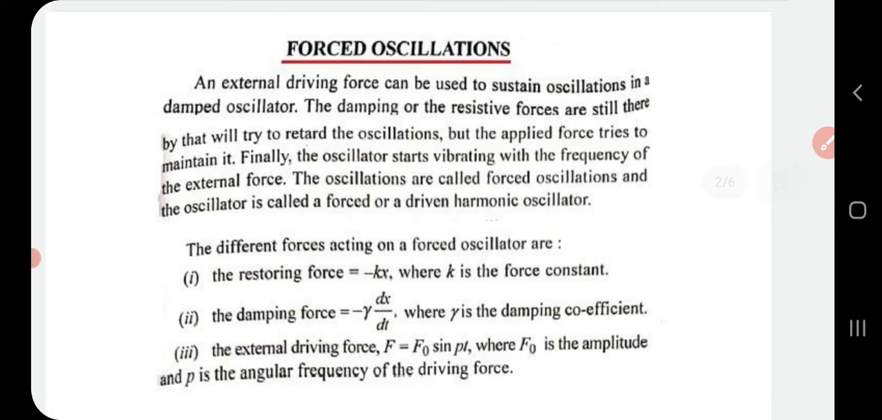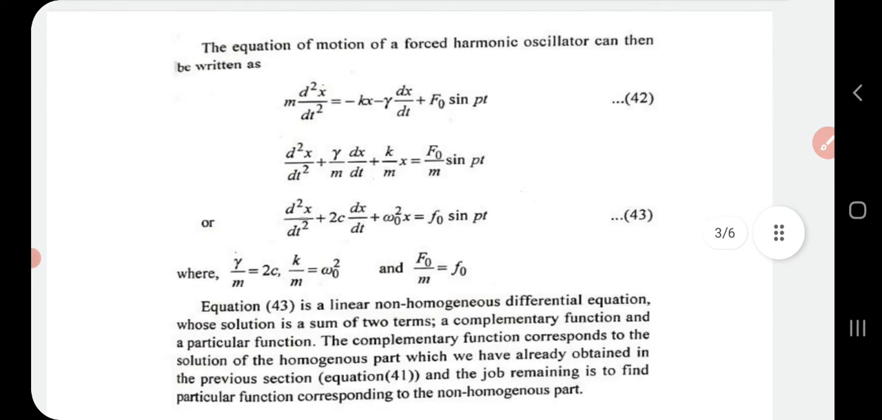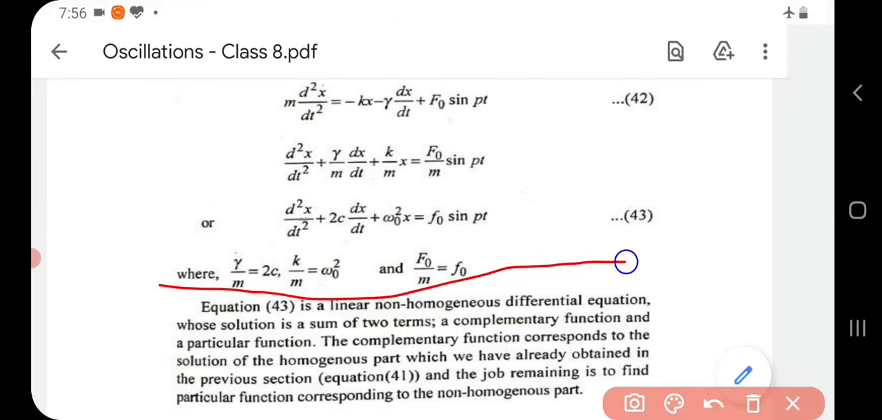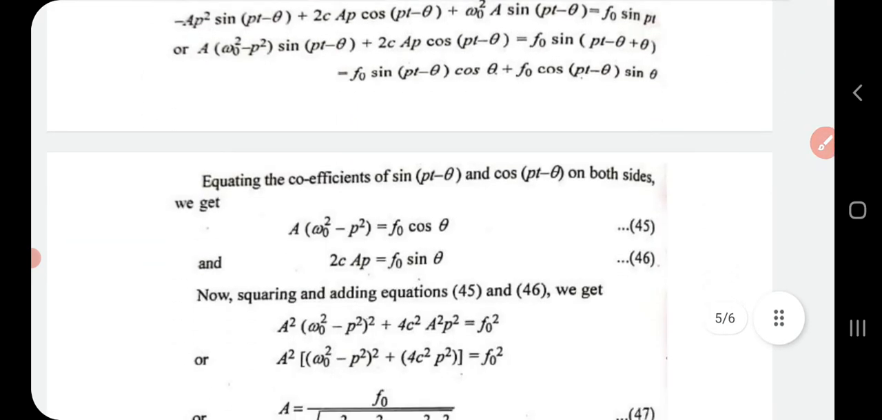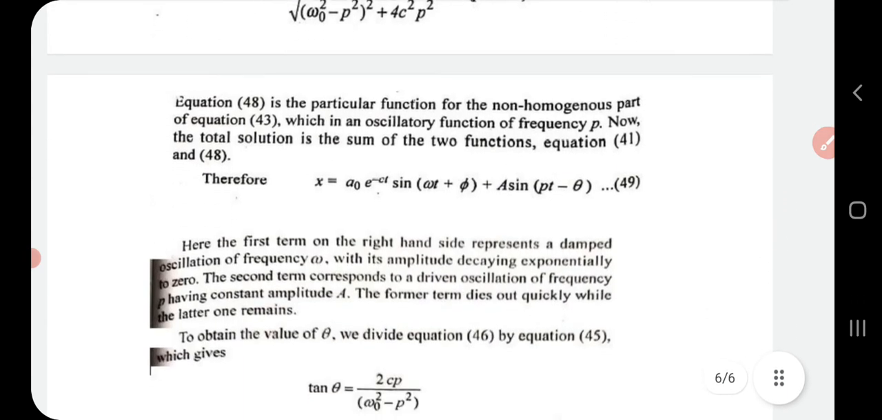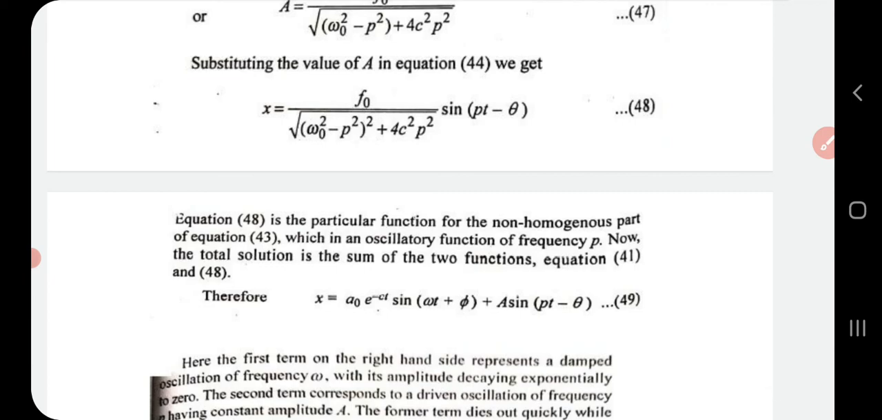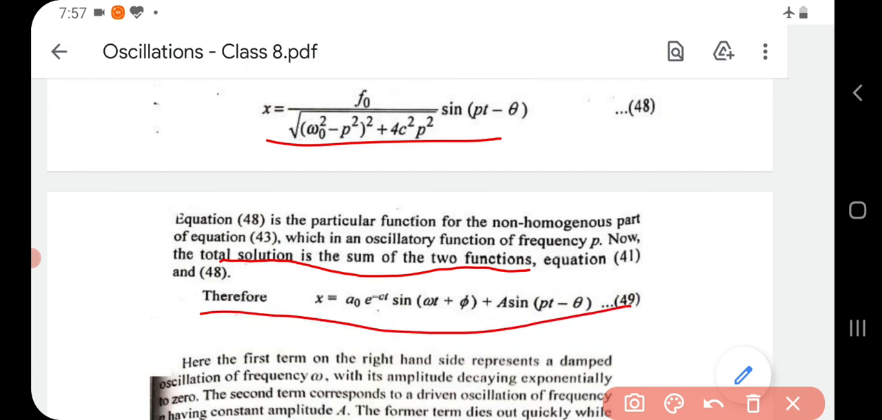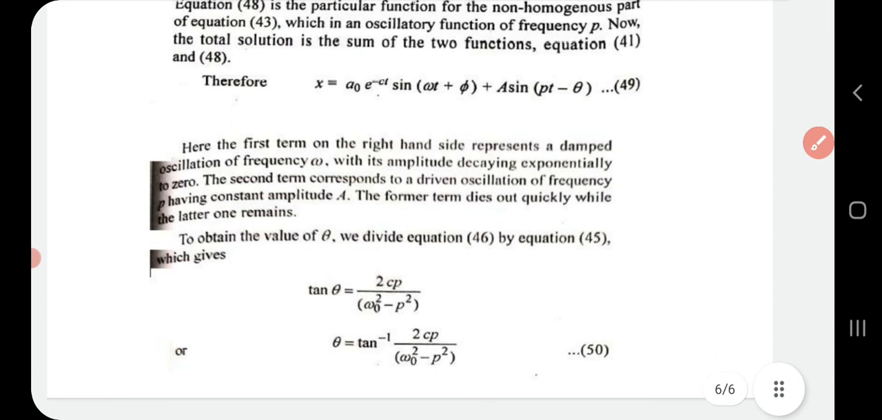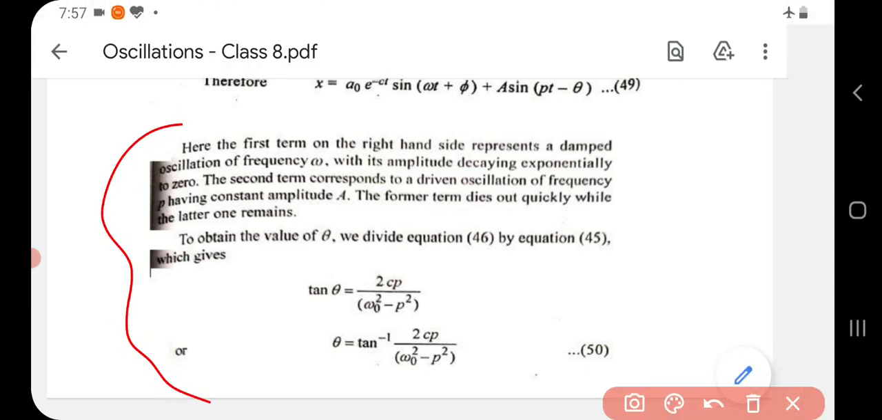So once again I will tell you how to write this slide completely, then this one up to this, then straight away start with obtaining the particular solution. Substitute the value of x here, and after writing this equation, straight away write the total solution as given by this one, then write the rest, the paragraph, and finally up to this much. So just go through damped oscillation first and then study forced oscillation, then it will be very easy.